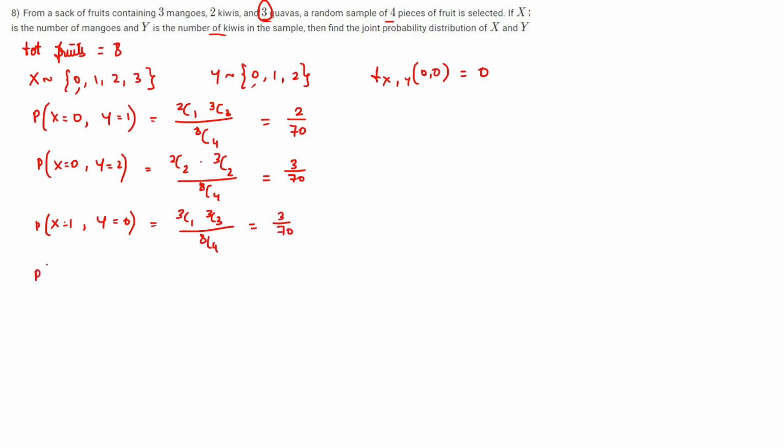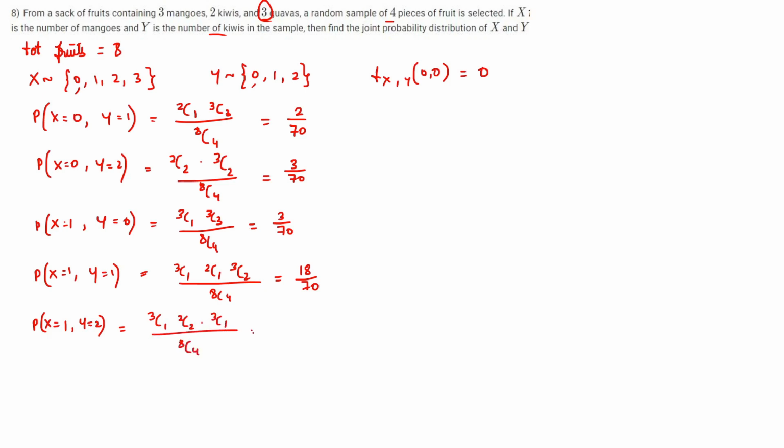Next one, P of X equal to 1 and Y equal to 1. That is nothing but 3C1 into 2C1 into 3C2 divided by 8C4, which is nothing but 18 by 70. The next one, P of X equal to 1 comma Y equal to 2, is nothing but 3C1 into 2C2 into 3C1 divided by 8C4, which is nothing but 9 by 70.